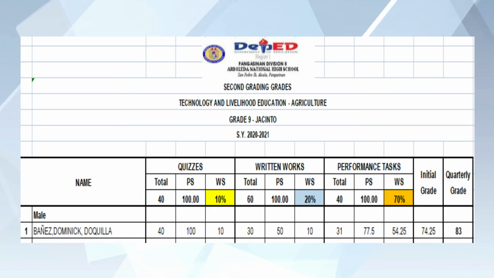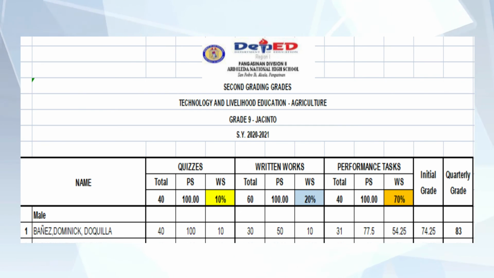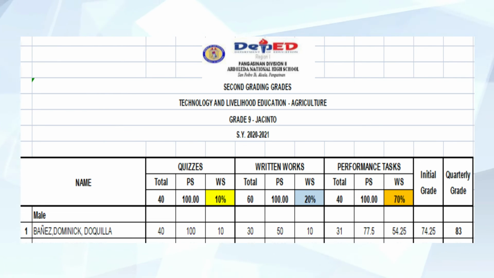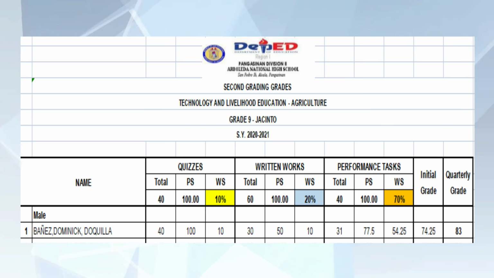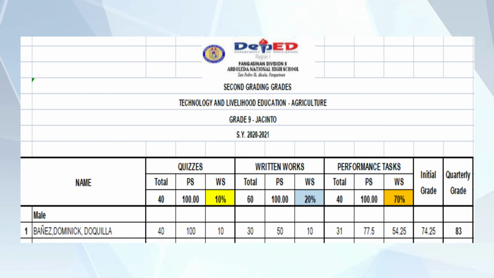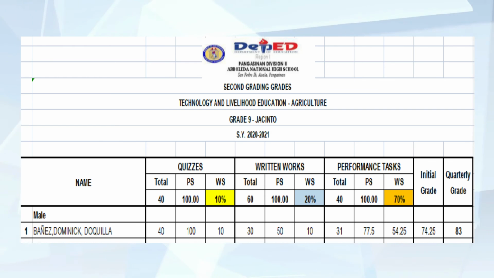For his written works, the total items is 60 and he got 30, and the percentage score is 50 multiplied by 20% equals 10% as the weighted score. For his performance task, the total is 40 and he got 31, and the percentage score is 77.5, multiplied by 70%, and the weighted score is 54.25%. His initial grade is 74.25.